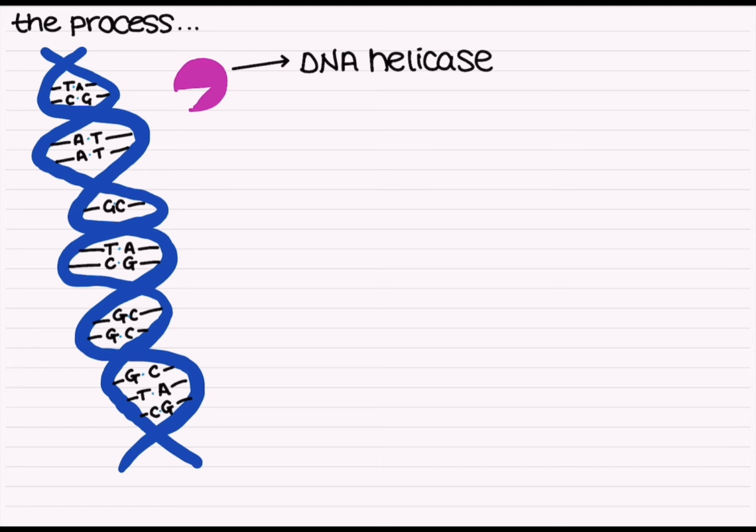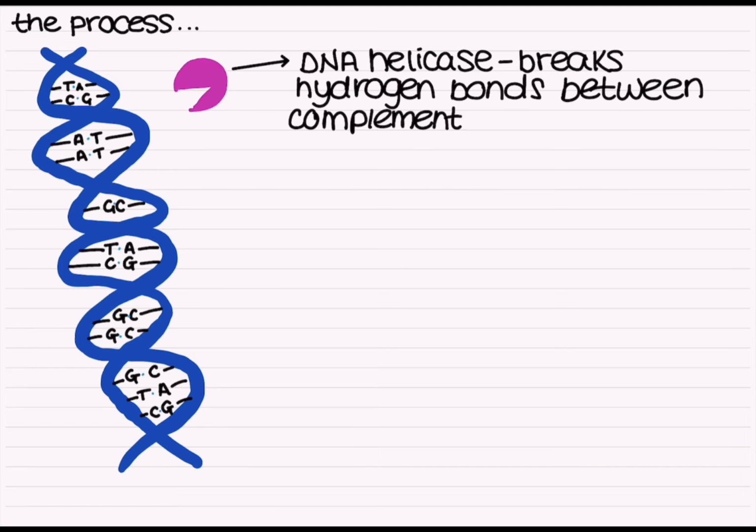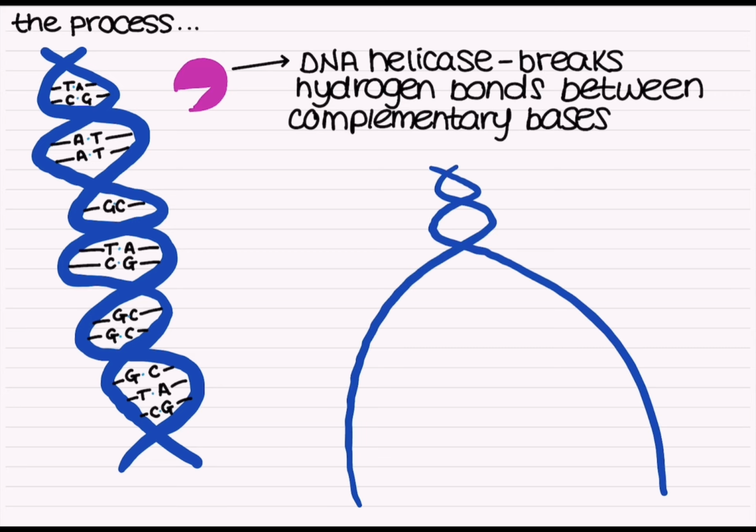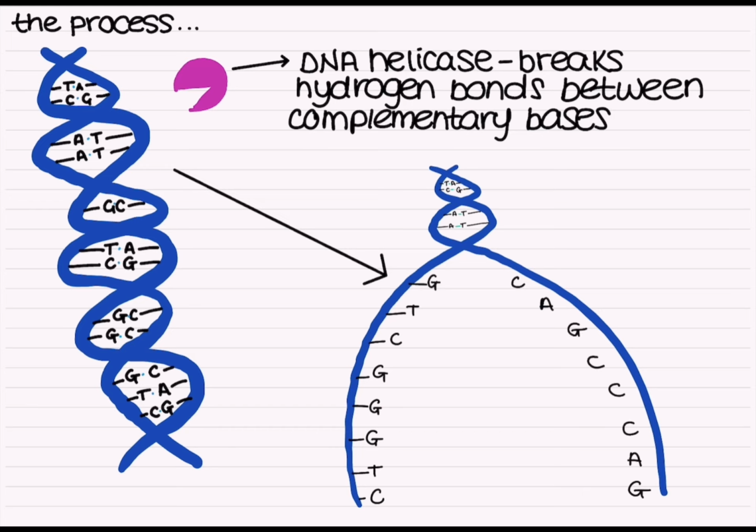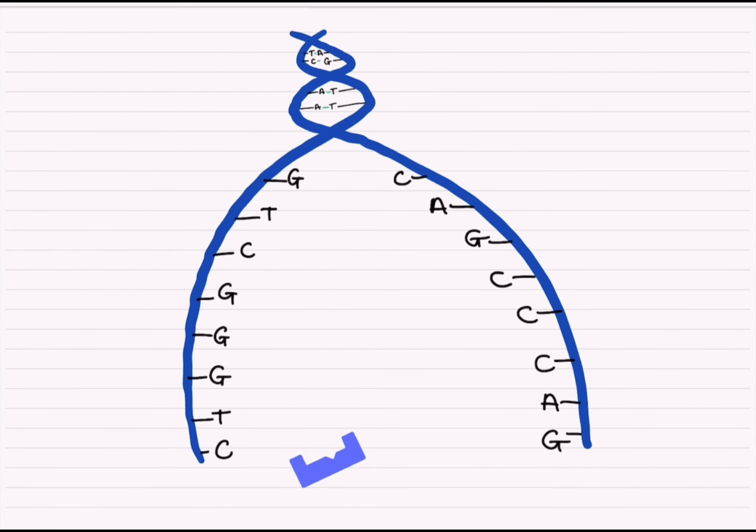Let's take a look at the process. So the first enzyme we are introduced to here is DNA helicase. DNA helicase is responsible for breaking hydrogen bonds between the complementary bases on the antiparallel strands. This causes the DNA to unravel and both strands become exposed. This process requires energy from the hydrolysis of ATP.